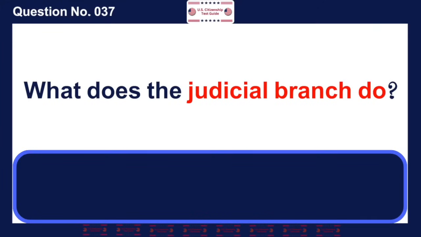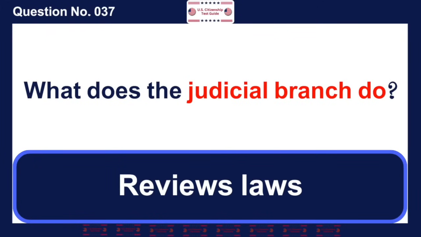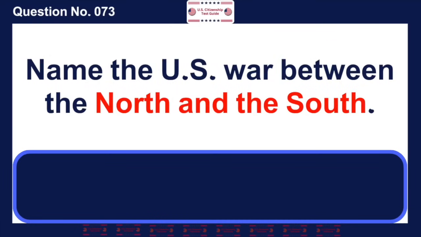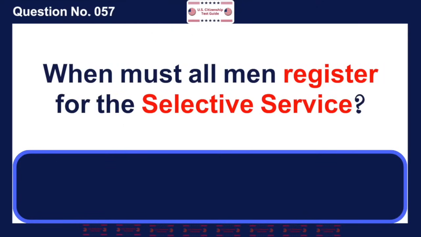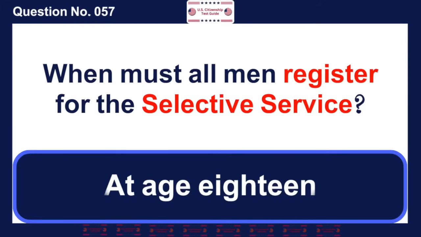What does the judicial branch do? Reviews laws. Name the U.S. war between the North and the South. The Civil War. When must all men register for the Selective Service? At age 18.